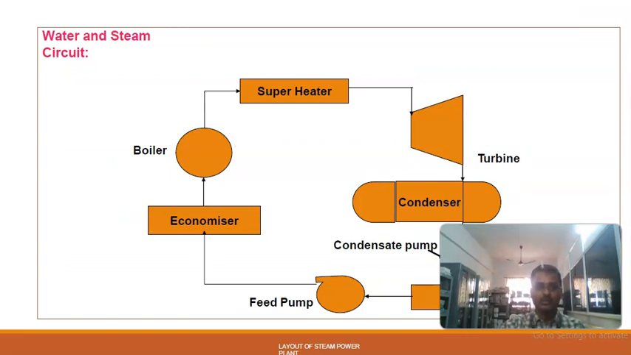The water steam circuit has the boiler, economizer, superheater, condenser, feed pump and the turbine. These are the components in the water steam circuit.